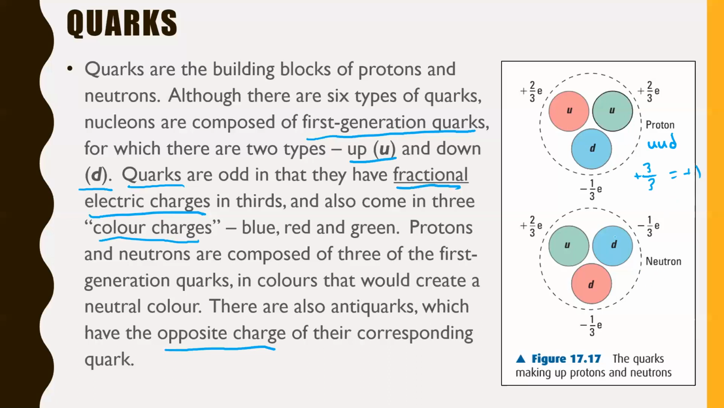Now, a neutron is made up of the same building blocks as a proton, except instead of 2 up quarks, it has 2 down quarks. So it has 1 up quark, 2 down quarks. Up quark, again, has a positive 2/3 charge. Down quarks have a negative 1/3 charge.